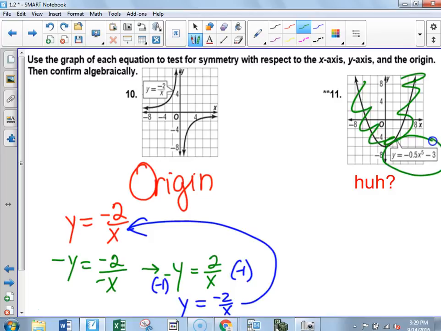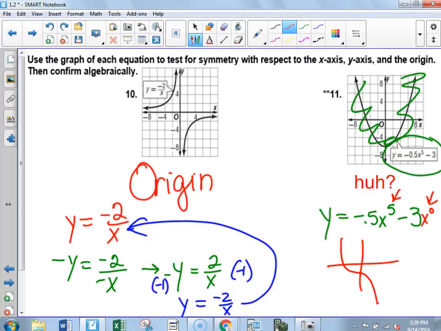What do you think about this? Just by looking at the powers. It's an x to the 5th and a constant. It's not a function. No. It is a function, but it doesn't have symmetry. Yes, because this is odd, this is even. If you graph it, it's going to do something like this, I think. It has no symmetry. Okay.